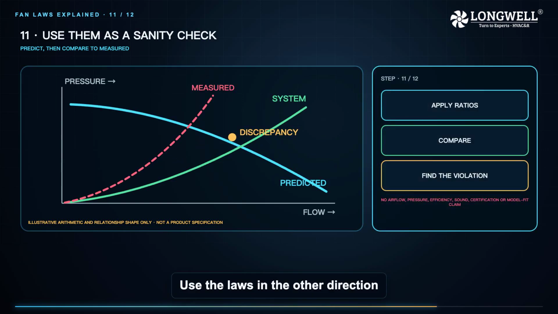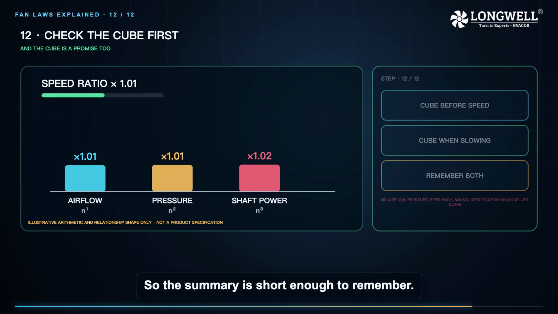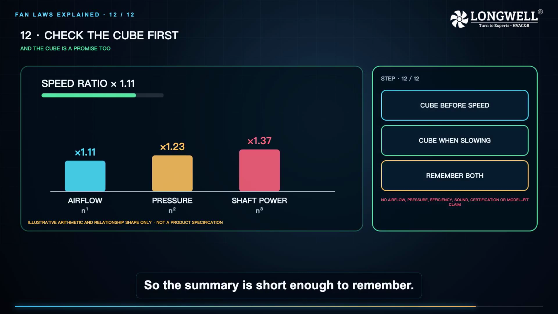Use the laws in the other direction as a sanity check instead. Take your design point, apply the ratios to your measured speed, and see whether the airflow and power you are actually measuring are anywhere near what the laws predict. A large discrepancy is telling you that one of the 3 conditions has been violated, and finding which one is the real fix. So the summary is short enough to remember.